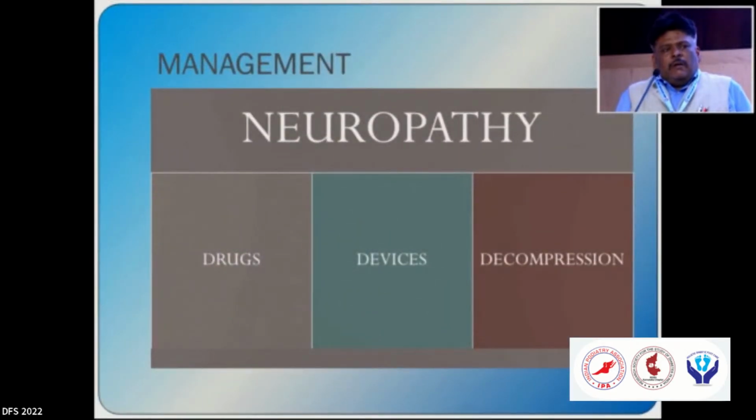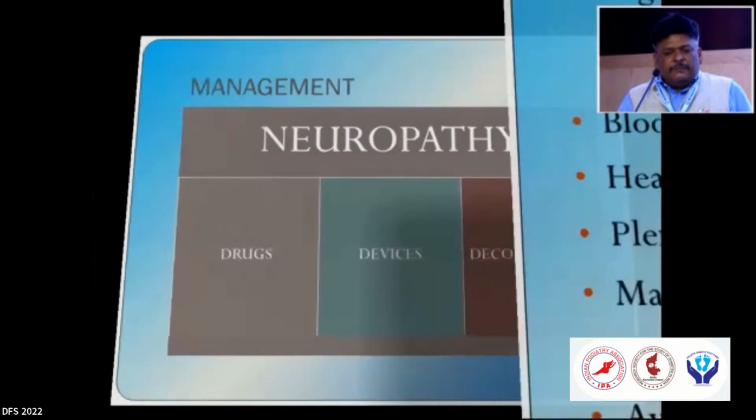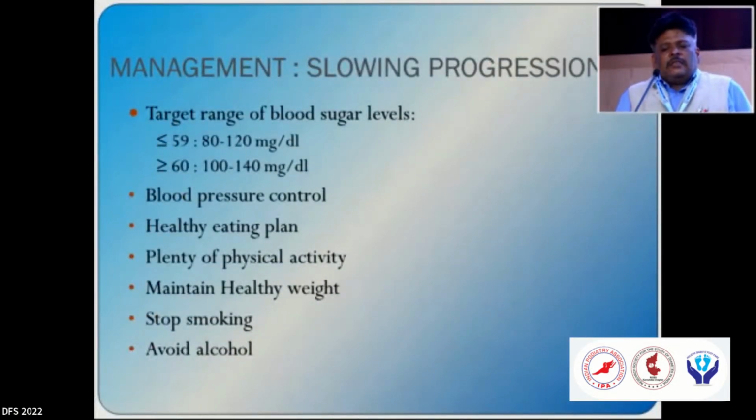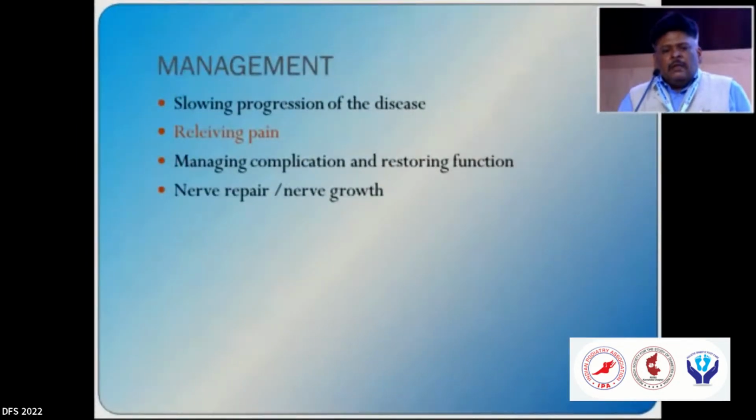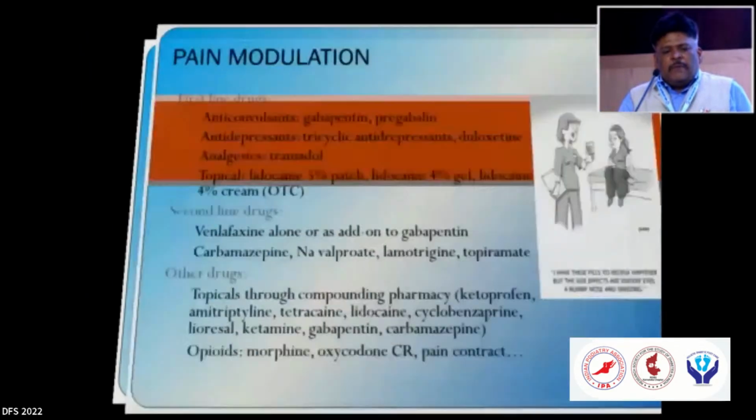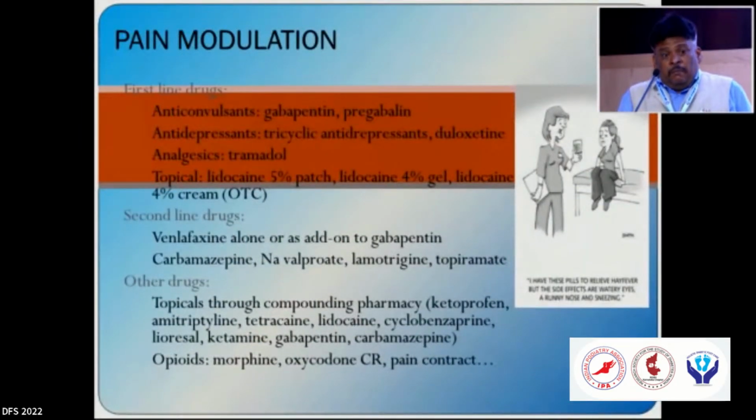So largely, I will talk about drugs, devices, and decompression of the nerve. Like I said, slowing down the progression needs adequate metabolic control, and that's the only thing known to slow down the progression of neuropathy, in addition to the other metabolic control that you can see up there. Coming down to relieving the pain, you have drugs which include the first line agents: gabapentin and pregabalin on one side, the TCAs, the tricyclic antidepressants, and duloxetine on one side, tramadol and other opiates on one side, and then you have topical medications.